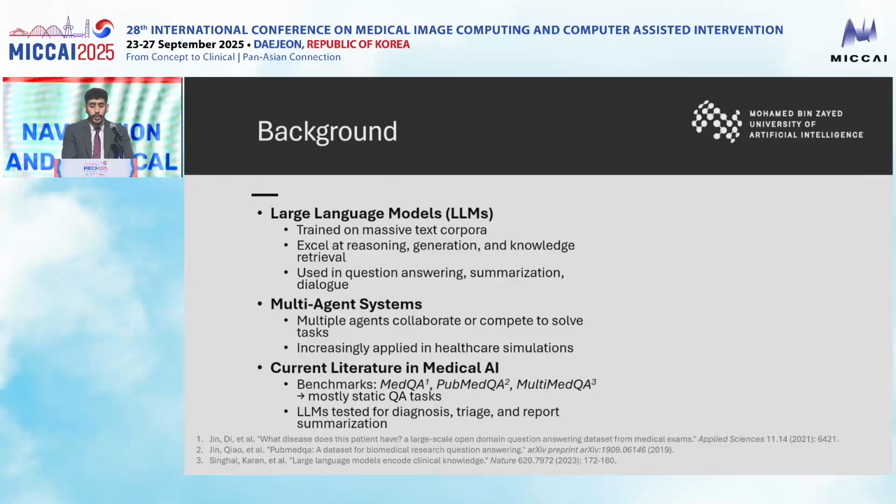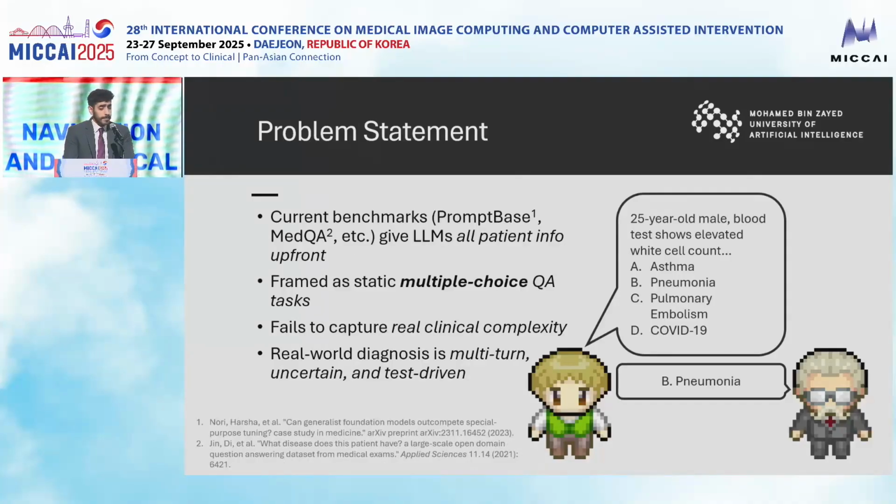So usually in healthcare AI, most evaluation metrics so far have been using static benchmarks. Well-known examples include MedQA, PubMedQA, and MultiMedQA. The problems these datasets present are usually multiple choice questions. The model is given all the patient information up front, and the model is asked to basically just pick the correct answer from a list of choices, which kind of brings me to the current challenge.